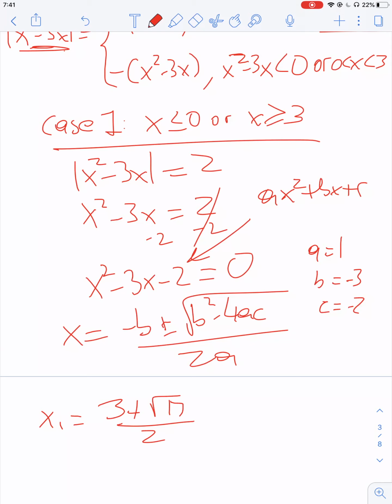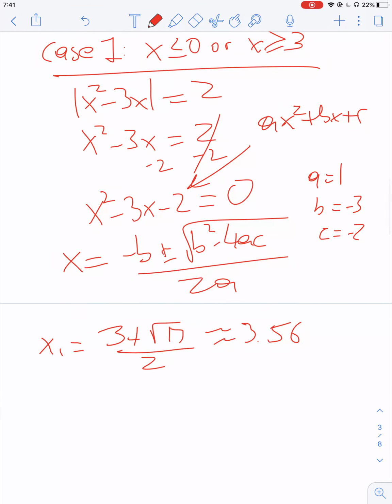Okay, I'm just going to see what the decimal value is, so it's roughly 3.56. Okay, there's a reason why I'm changing this to a decimal value, and I'll mention that a little later. So x2 is essentially the same thing with a minus sign, right? (3 minus square root of 17) divided by 2, which is equal to minus 0.56.